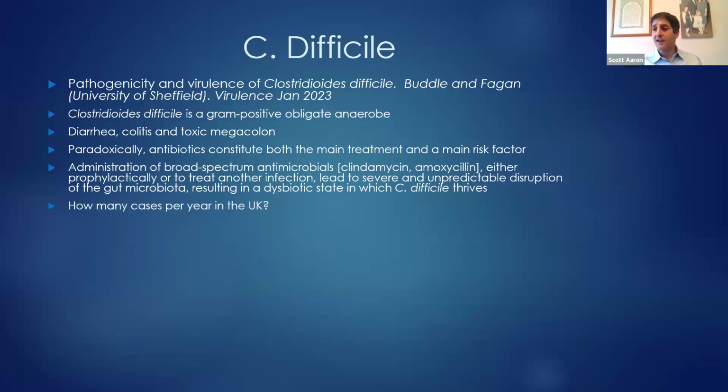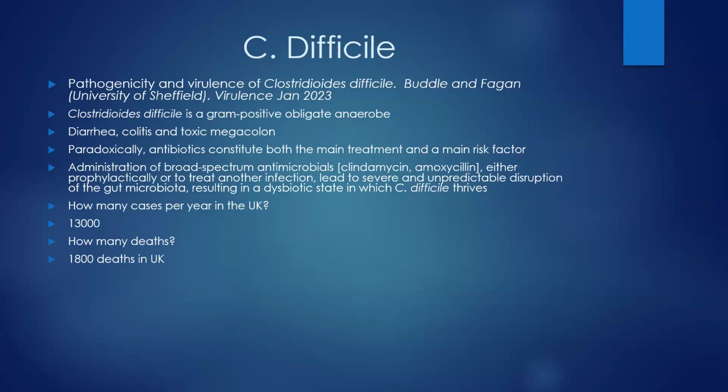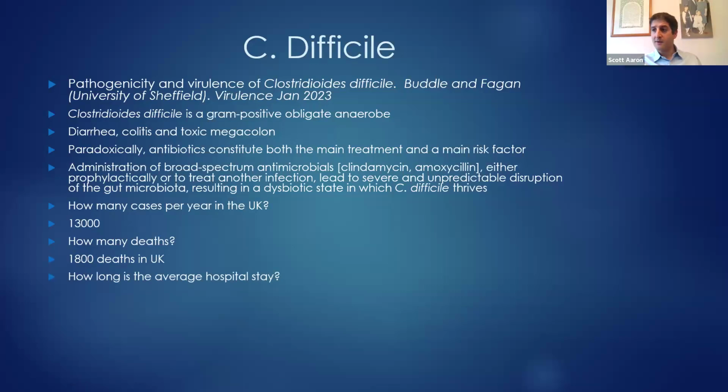So how many cases a year do we get? Anyone want to shout out any ideas? I've not done it as a poll, but anyone got any ideas of how many cases a year? The answer is 13,000. So not insignificant number. How many people are killed by it each year in the UK? 1,800. It's not nothing. It's a significant enough issue. I don't know how many patients are killed by anaphylaxis to antibiotics, but we don't see death. The average hospital stay is the one that really shocked me. That people with C. diff are in hospital for 37 days. It's a long time.